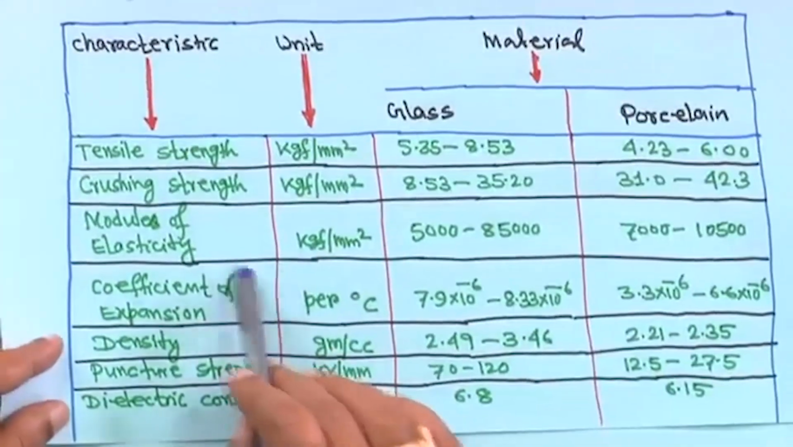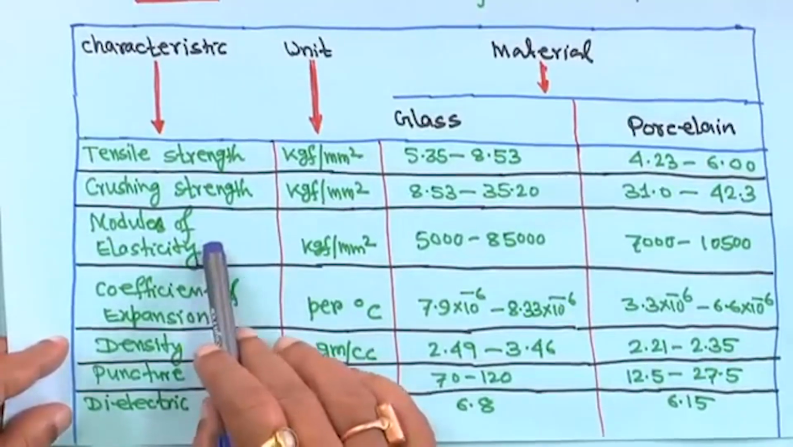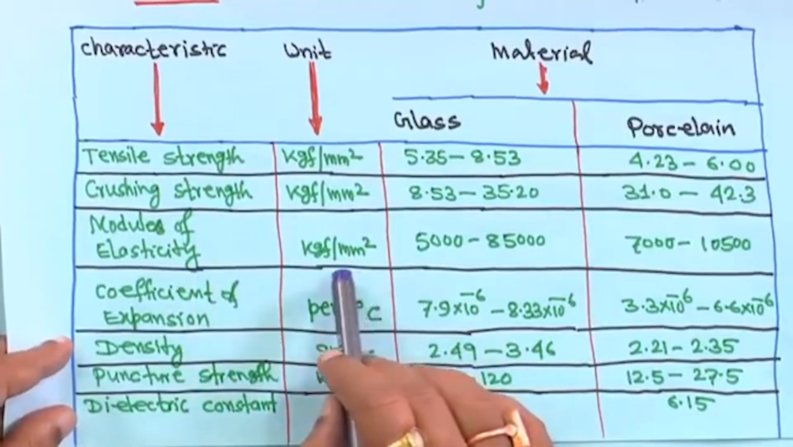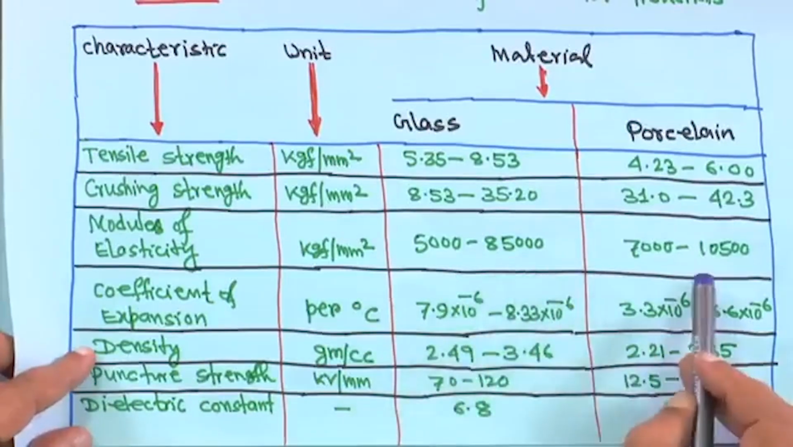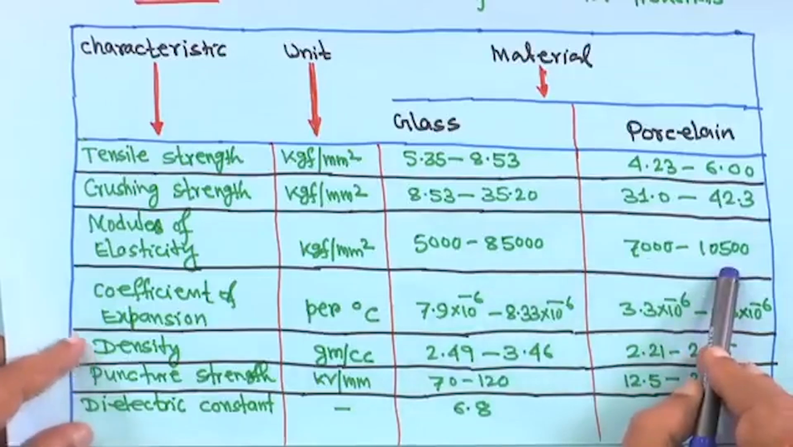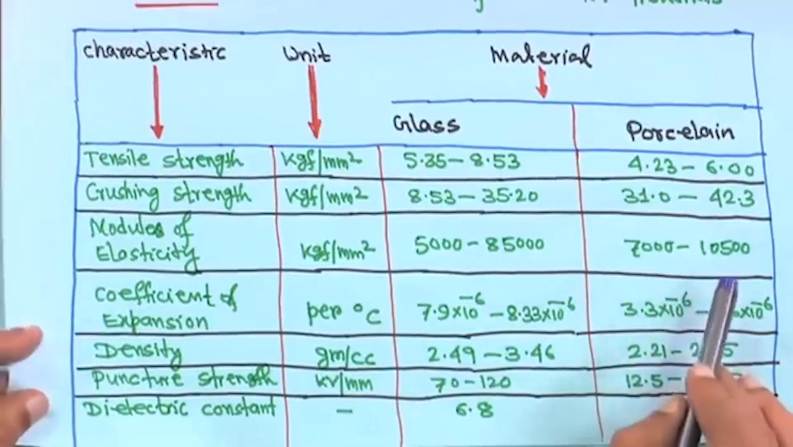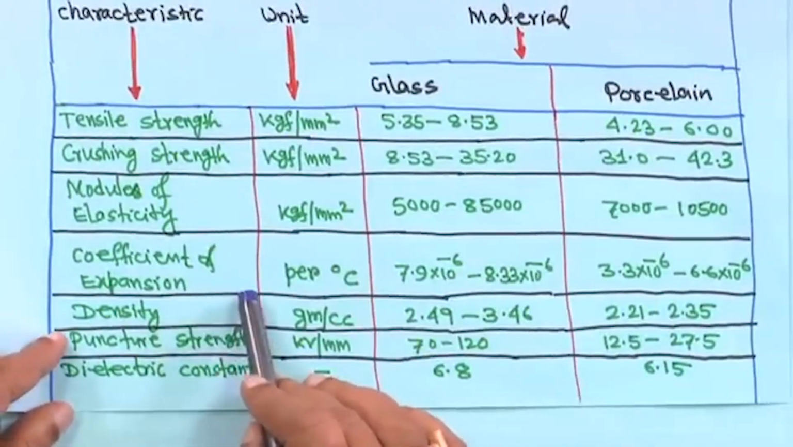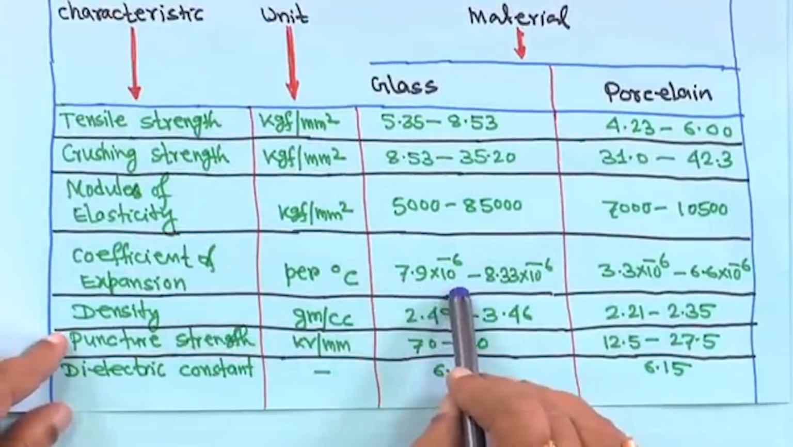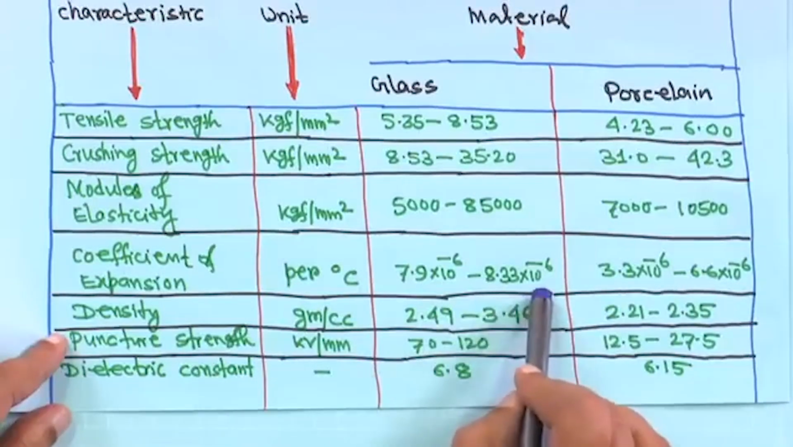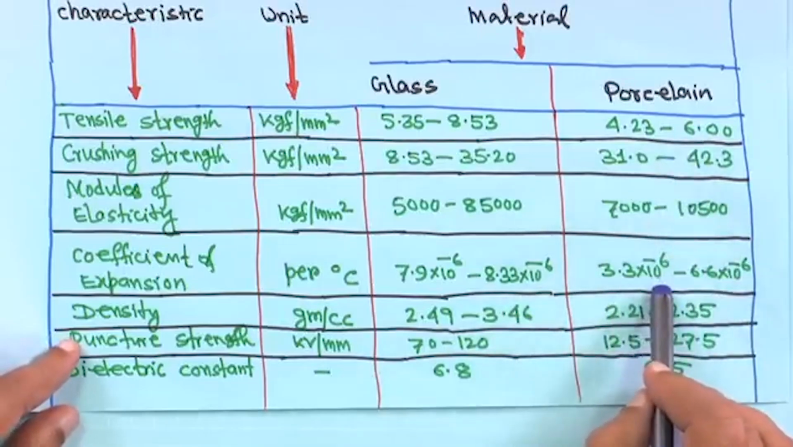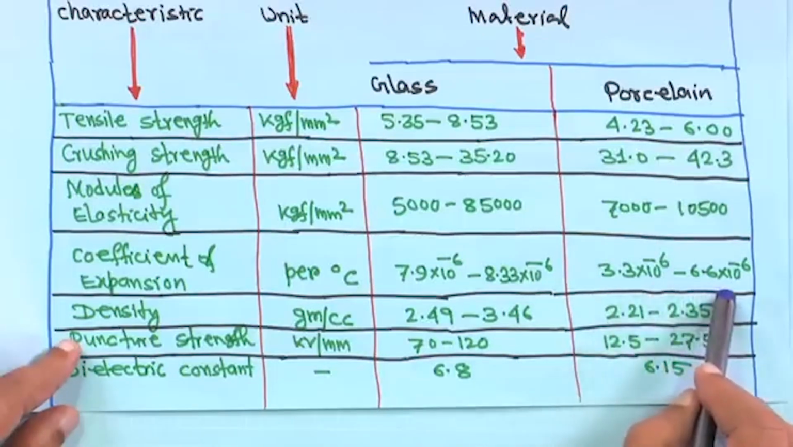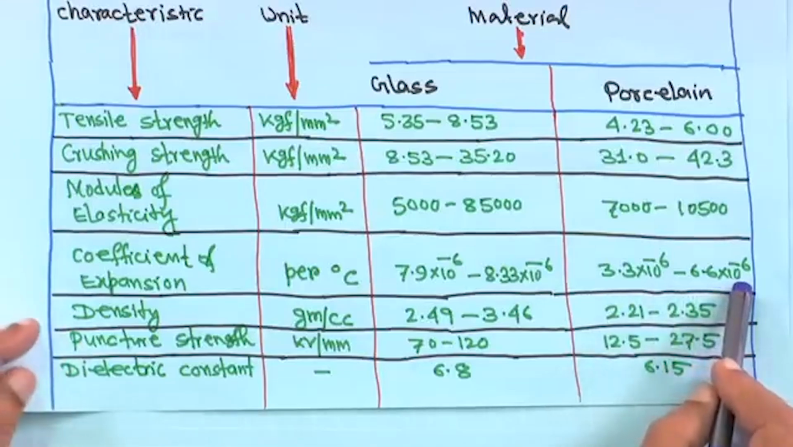Then modulus of elasticity, in kgf per millimeter square, here it is 5000 to 8500 and here it is 7000 to 10500. So, porcelain is high. Coefficient of expansion, in this case it is 7.9 × 10^-6 to 8.33 × 10^-6, but in the case of porcelain it is 3.33 × 10^-6 to 6.6 × 10^-6.